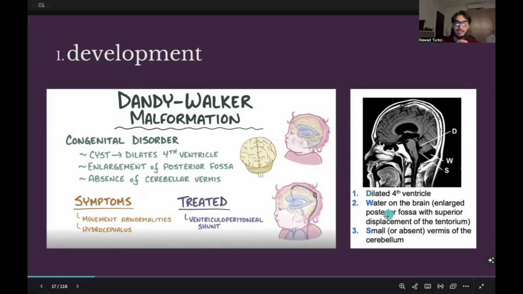And this is a really nice mnemonic here. So DWS, or Dandy-Walker syndrome. D is for dilated fourth ventricle. W is for water on the brain, which basically is just hydrocephalus. And S is small or absent vermis of the cerebellum. Okay, so this is Dandy-Walker syndrome.